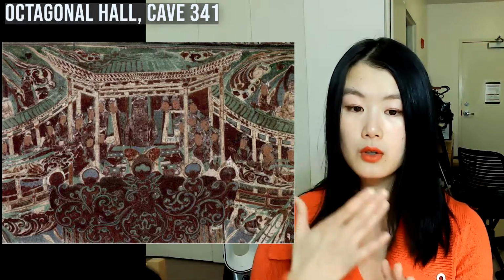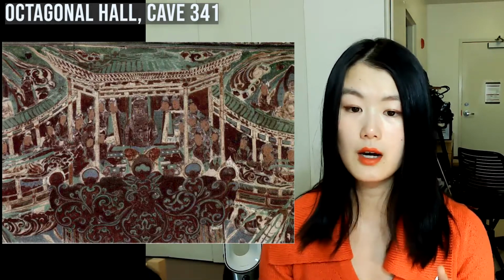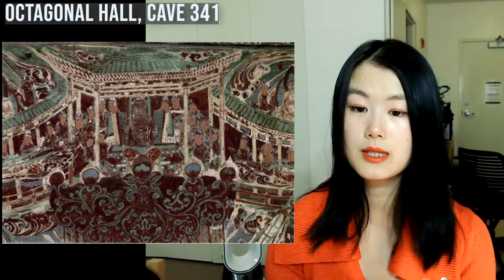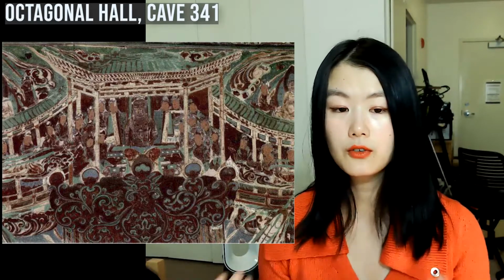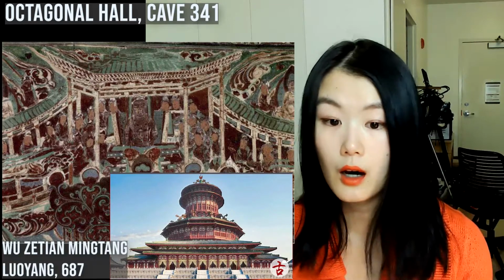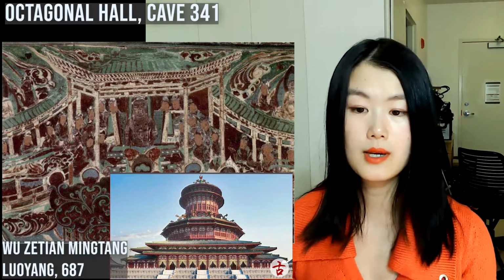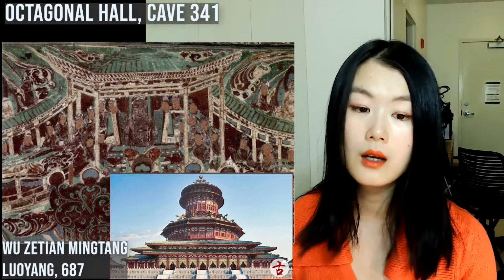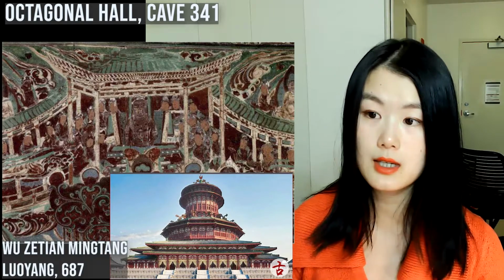But according to historical records, octagonal halls already existed as early as in the preceding Sui dynasty. And of course, a known and very famous example of an actual octagonal hall from early Tang period was the Wuzetian Mingtang Hall in Luoyang, which was dated to year 687.